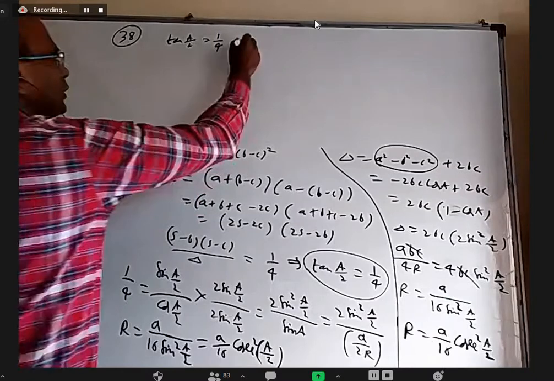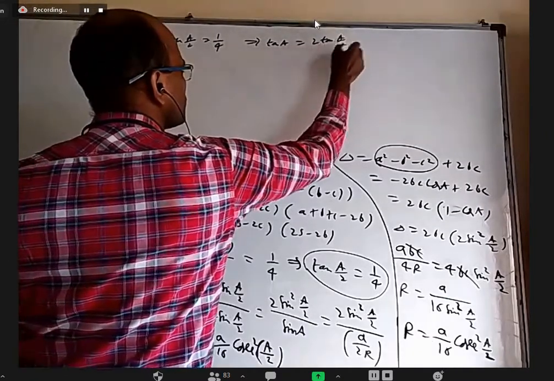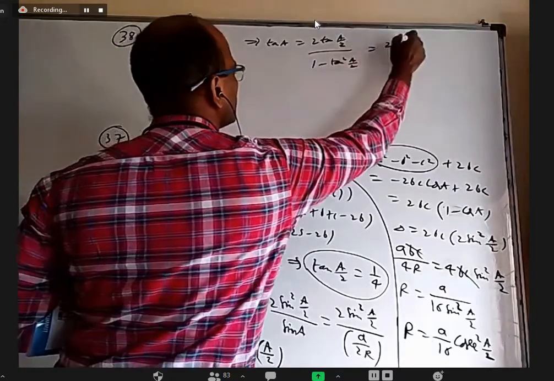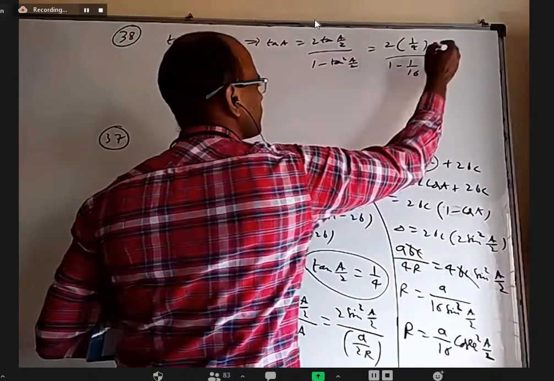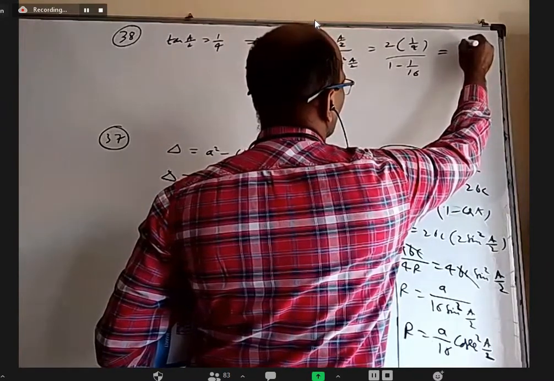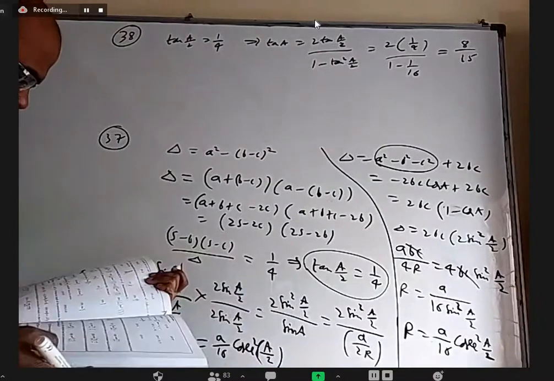Then from that I can write tan A as 2 tan A by 2 by 1 minus tan square A by 2. 2 into 1 by 4 by 1 minus 1 by 16. 16 will go up, 8 by 15.